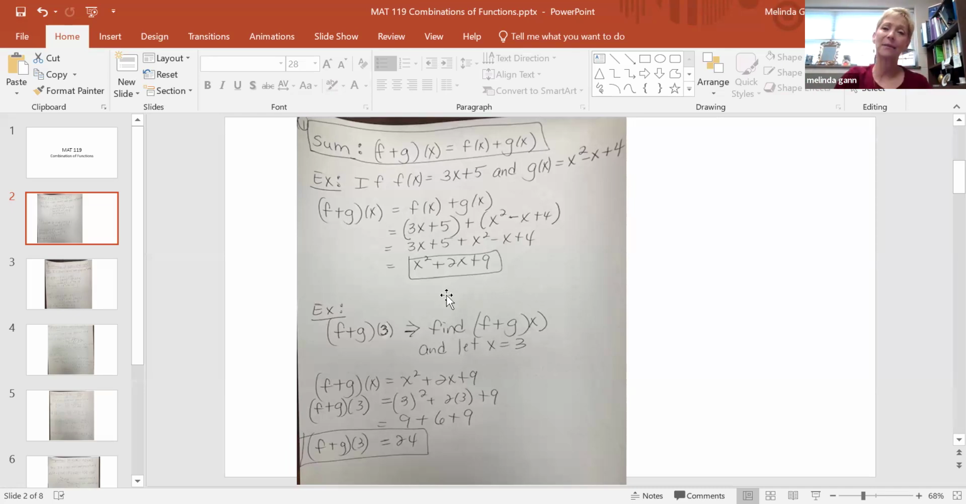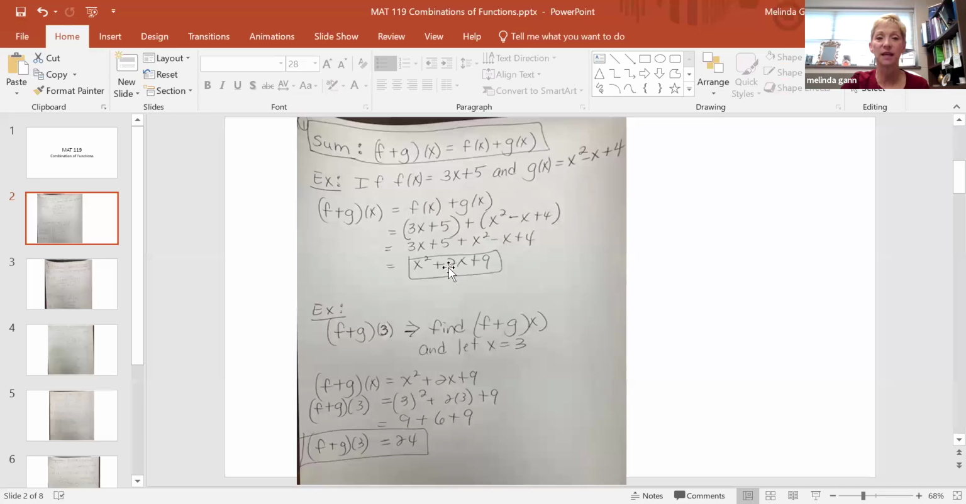Now, sometimes instead of saying f plus g of x, they'll say find f plus g at 3. Well, how do you do that? You do this first: first you find f plus g of x. Then when you have this answer, you plug in 3 for x. So remember, what was f plus g of x?